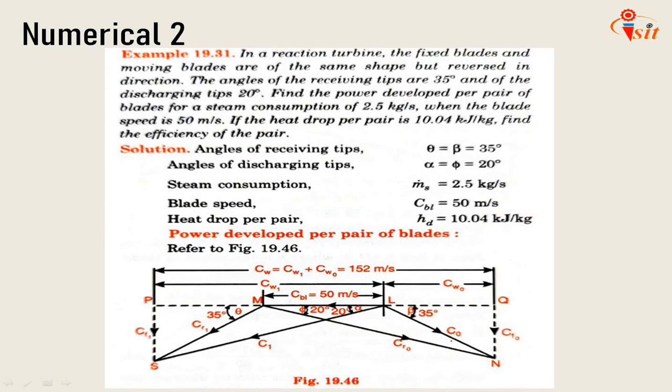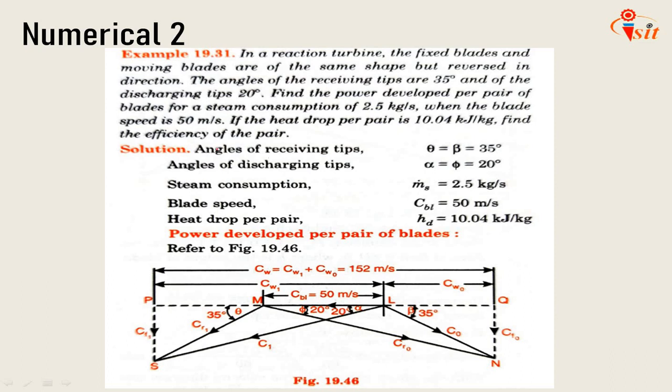Next we'll go through the second problem. In a reaction turbine the fixed blades and moving blades are of the same shape but reverse in direction. The angles of the receiving tips are 35 degrees and of the discharging tip is 20 degrees. Find the power developed per pair of blades for a steam consumption of 2.5 kg per second when the blade speed is 50 meter per second. If the heat drop per pair is 10.04 kilojoule per kg, find the efficiency of the pair.